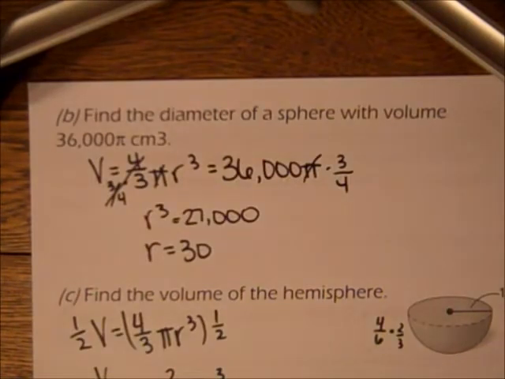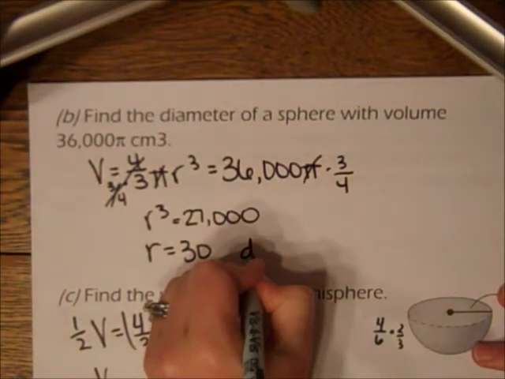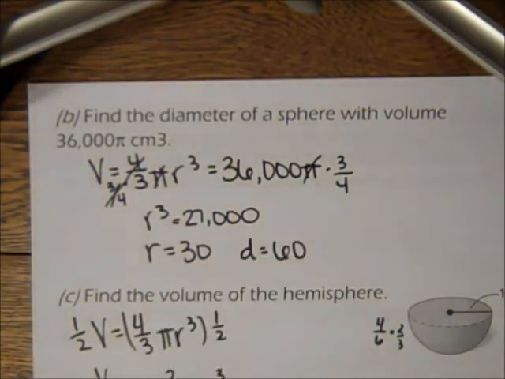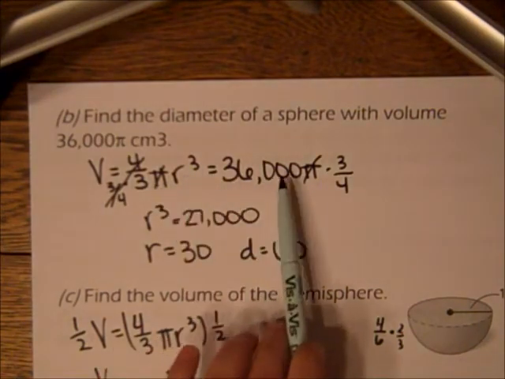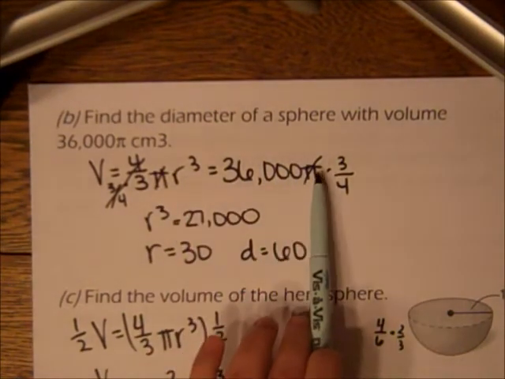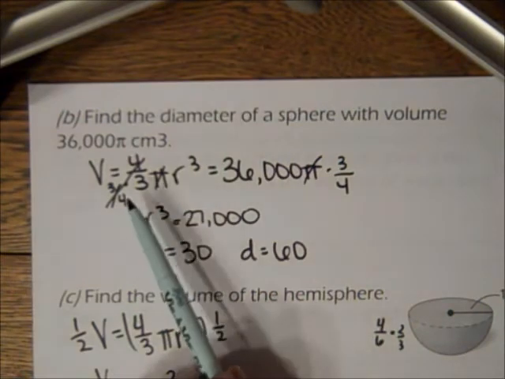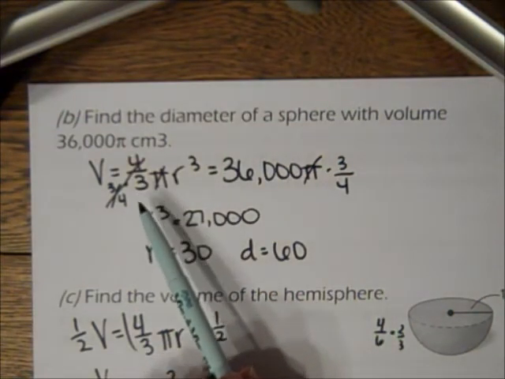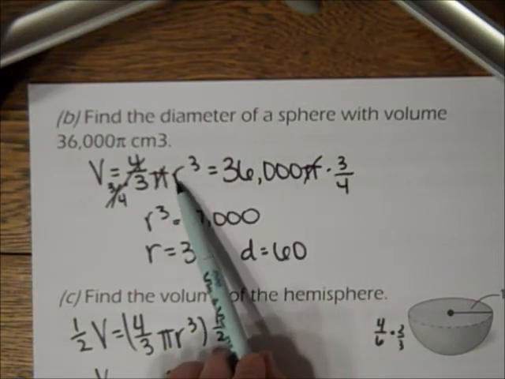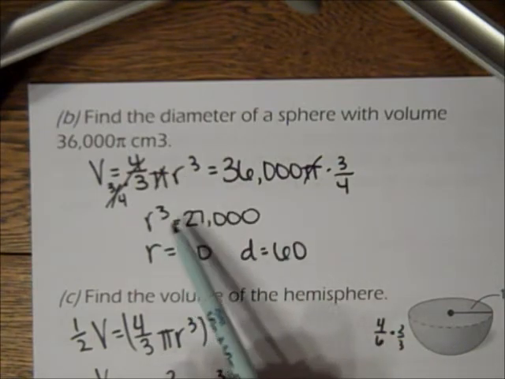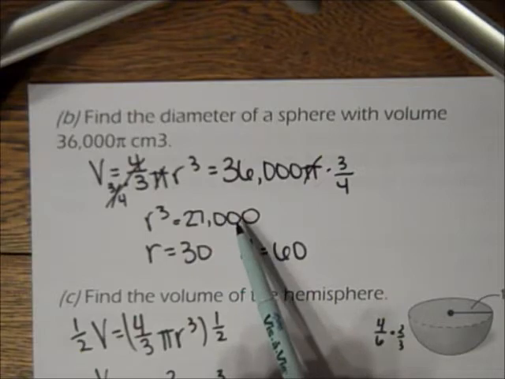Alright, so B says find the diameter of a sphere if the volume is 36,000. I didn't finish this problem myself. So you have to set this one equal and solve back. So I set the volume equal to 36,000. First thing I did was ditch pi. Then I multiplied by the reciprocal, so I multiplied by 3/4 on both sides to get that off. So that left me r cubed on the left and 27,000 on the right.